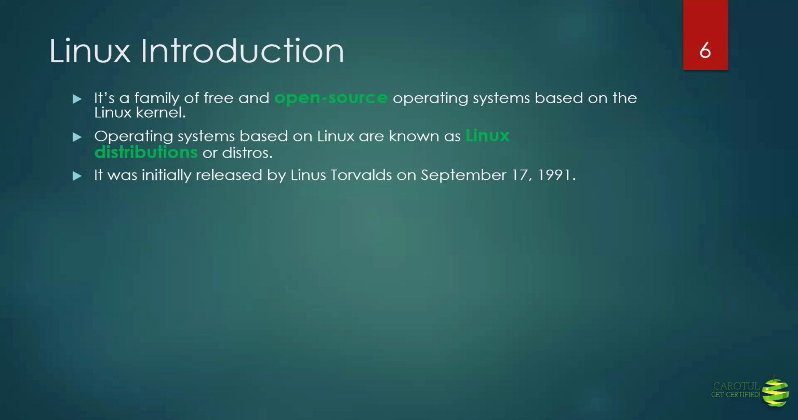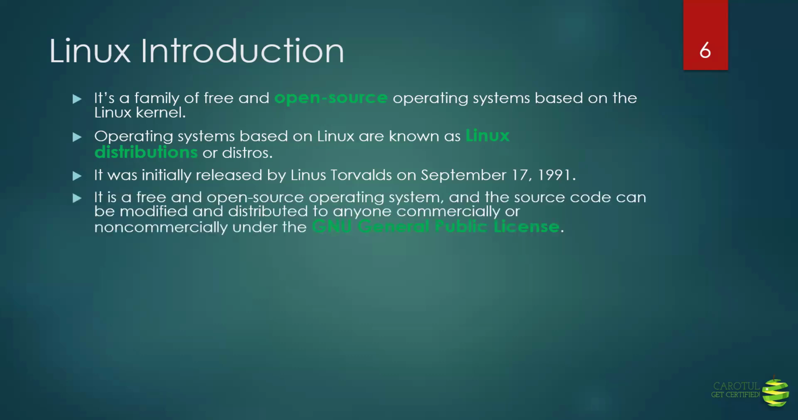But GNU had an issue: they did not have a proper kernel, and it wasn't created yet. By that time Linus Torvalds created something called the Linux kernel, which was open source and free, and used the GNU license, which allows you to use and modify it. It is called the GPL, or GNU General Public License. The source code can be modified and distributed to anyone, commercially or non-commercially. That actually changed the game for operating systems, because until then GNU was trying to create its own kernel, but they were not so successful by that time.